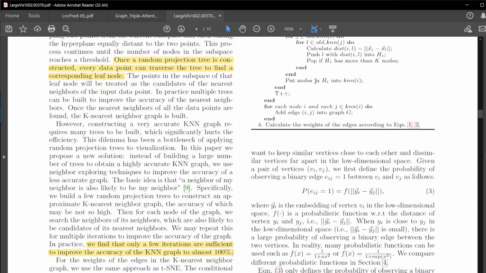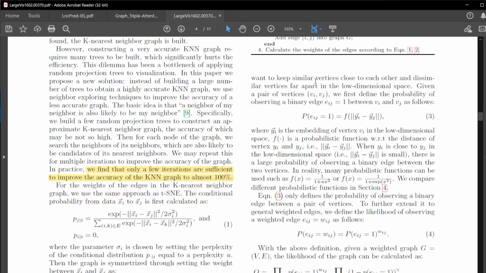Equation 2: we want to keep similar vertices close to each other and dissimilar vertices far apart in the low-dimensional space. Given a pair of vertices vi, vj, we first define the probability of observing a binary edge e equals 1 between vi and vj as follows: p(e = 1) = f(|y_i − y_j|), Equation 3, where y_i is the embedding of vertex vi in the low-dimensional space, and f(·) is a probabilistic function with respect to the distance of vertices y_i and y_j. When y_i is close to y_j in the low-dimensional space, i.e., |y_i − y_j| is small, there is a large probability of observing a binary edge between the two vertices.